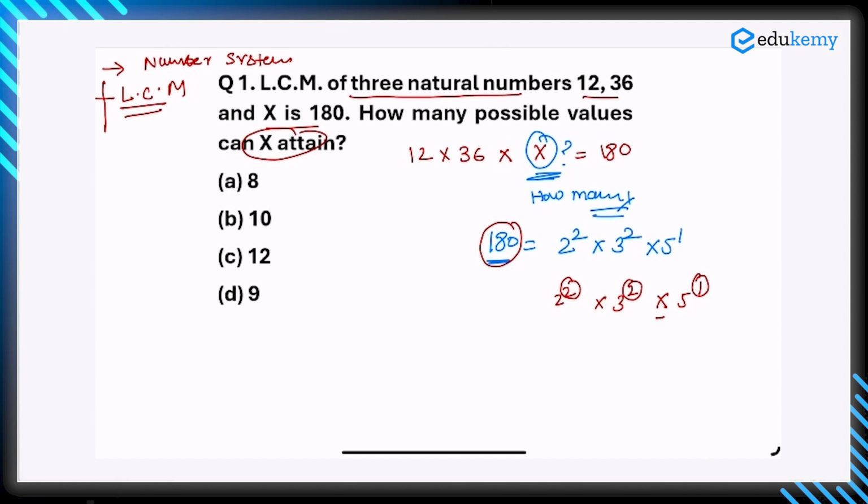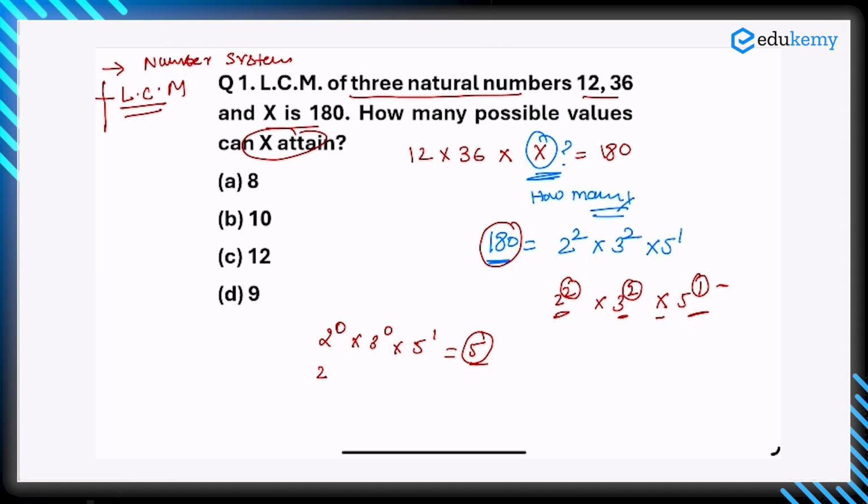So if I'm writing here, the first factor can be 2 raised to power 0, 3 raised to power 0 and 5 raised to power 1, which is equal to 5. This can be the value of x. It should have 5 power 1, 3 not more than 2, and 2 not more than 2. So the first option can be 5. Yes, 5 can be the factor. 12, 36 and 5 can have the LCM of 180.